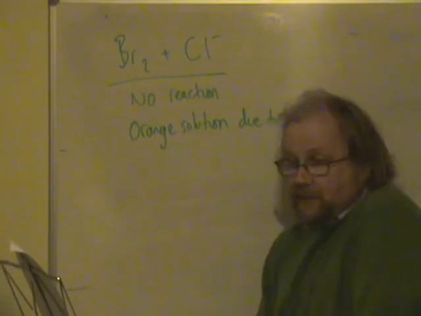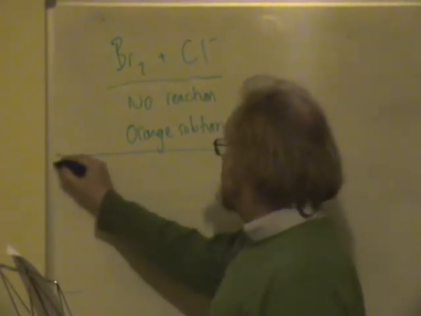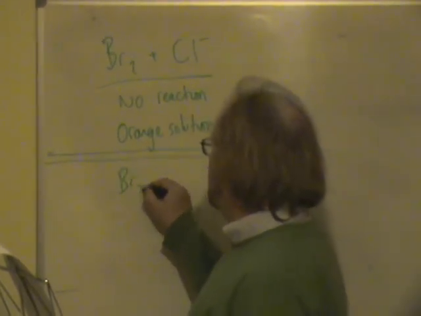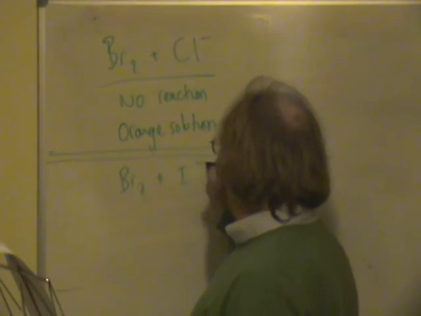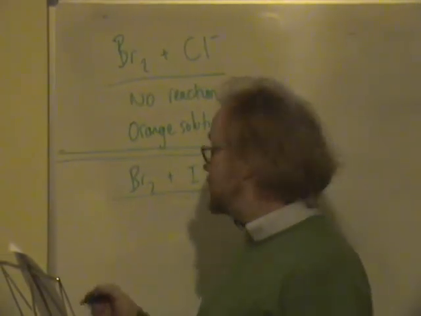Okay, so that's very straightforward. That's actually all we have to say about that reaction. Because there was no reaction involved, there's no equation to write. But when we have Br2 plus I minus this time, we did have a reaction. So it asked for the ionic equation.